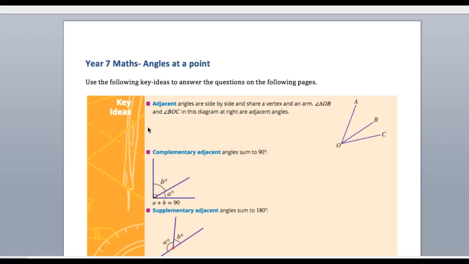Right, in this video we're going to be looking at angles at a point, so basically calculating what the angle will be given another angle. So you can see here at point O we have a point, and then we have lines coming off it, and there's angles being formed between those lines there.